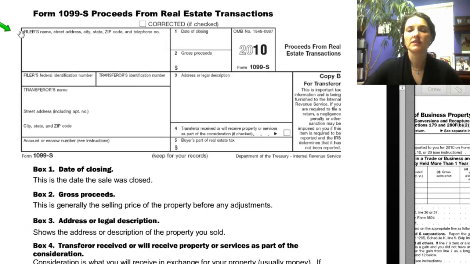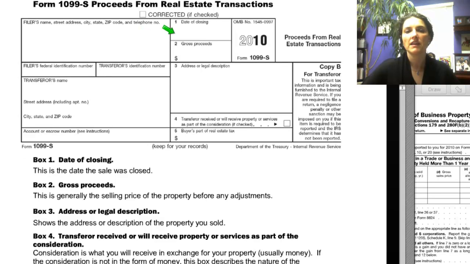And here is an illustration of Form 1099-S. This illustration is very similar to the actual 1099-S's you would see a client bring in. Most companies issuing 1099-S's do follow this particular format. Box 1 is the date of closing. This is the date that the sale closed. Box 2 is gross proceeds, and generally this is the selling price of the property before any adjustments.